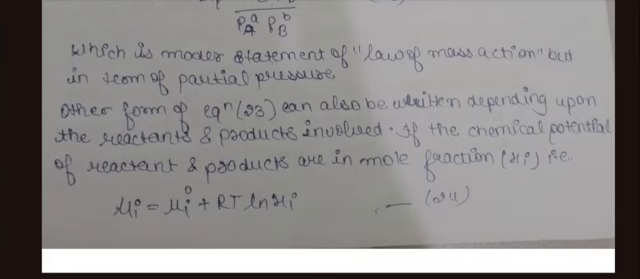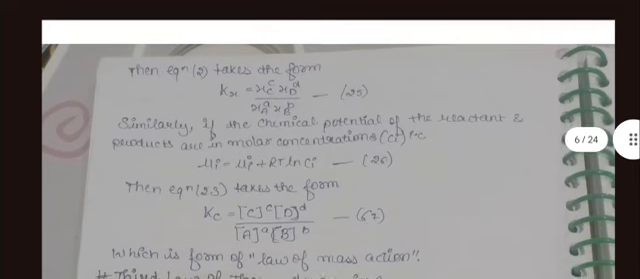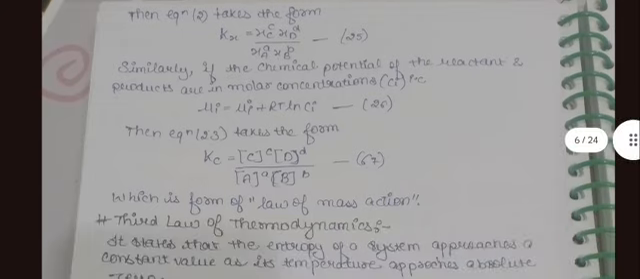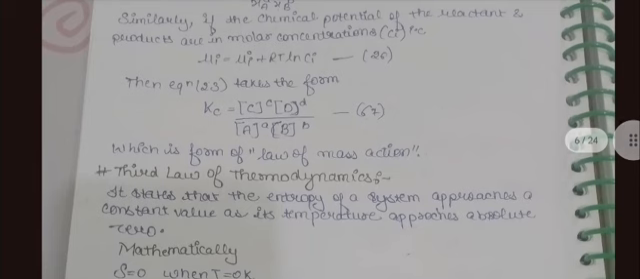If the chemical potentials of reactant and product are in mole fraction xi, Ui is equal to Ui naught plus RT ln xi, then equation 23 takes the form Kx is equal to xc raised to power c, xd raised to power d, by xa raised to power a, xb raised to power b. Similarly, if the chemical potentials of the reactant and product are in molar concentration Ci, Ui is equal to Ui naught plus RT ln Ci, then equation 23 takes the form Kc is equal to Cc raised to power c, Cd raised to power d, by Ca raised to power a, Cb raised to power b, which is a form of law of mass action.